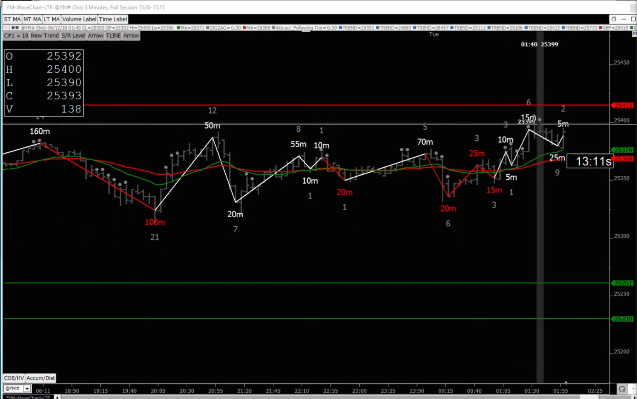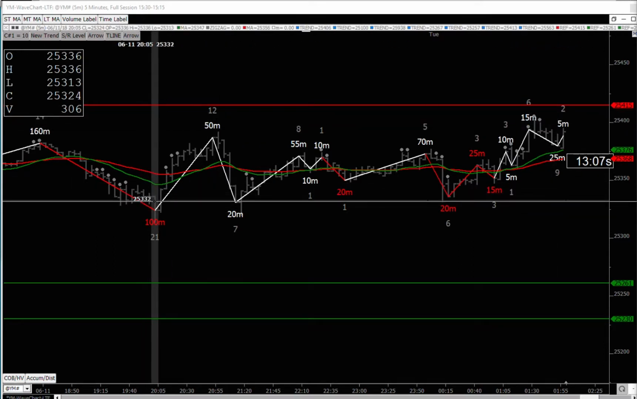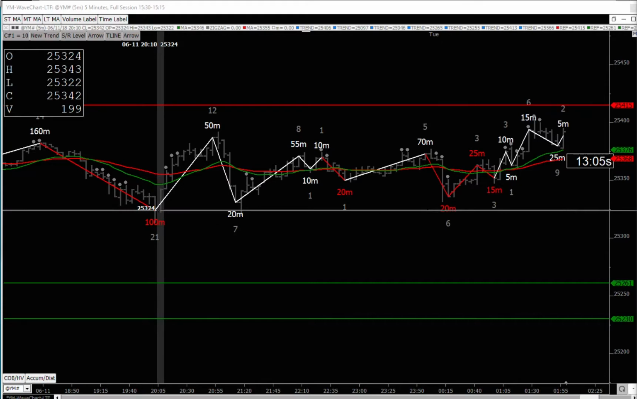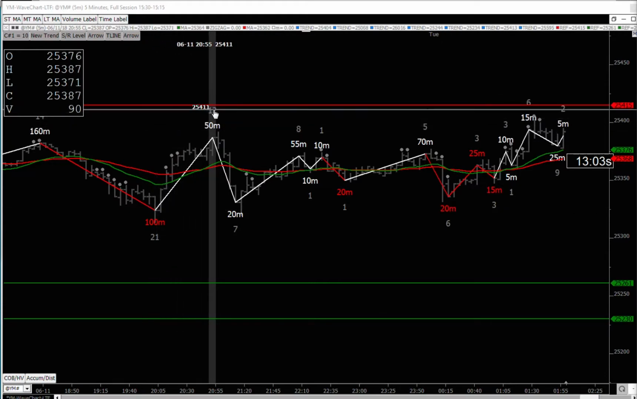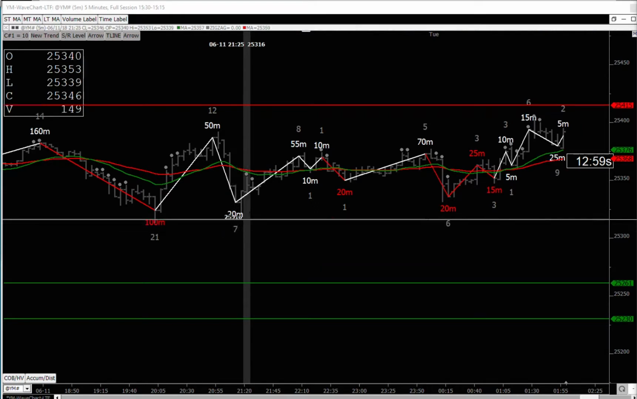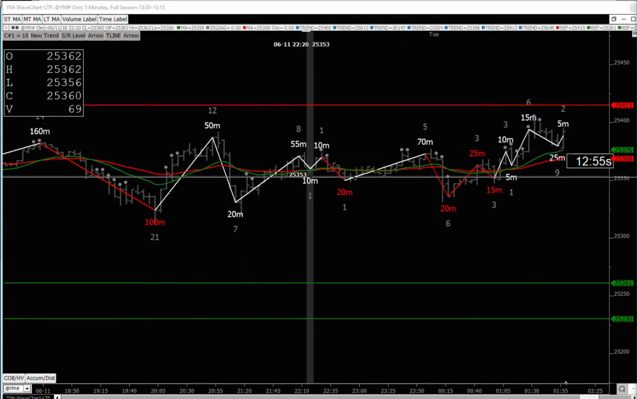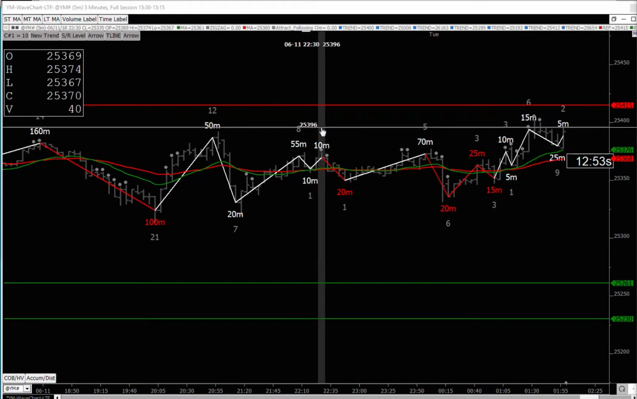Just a quick trend review on the 5-minute YM Dow. We start off at this point right here. Rallies 50 minutes, draws out 1200 contracts, pull back 20 minutes, draws out 700 contracts, and goes up again on 55 minutes 800, down on 10 minutes 100, and then up and down.